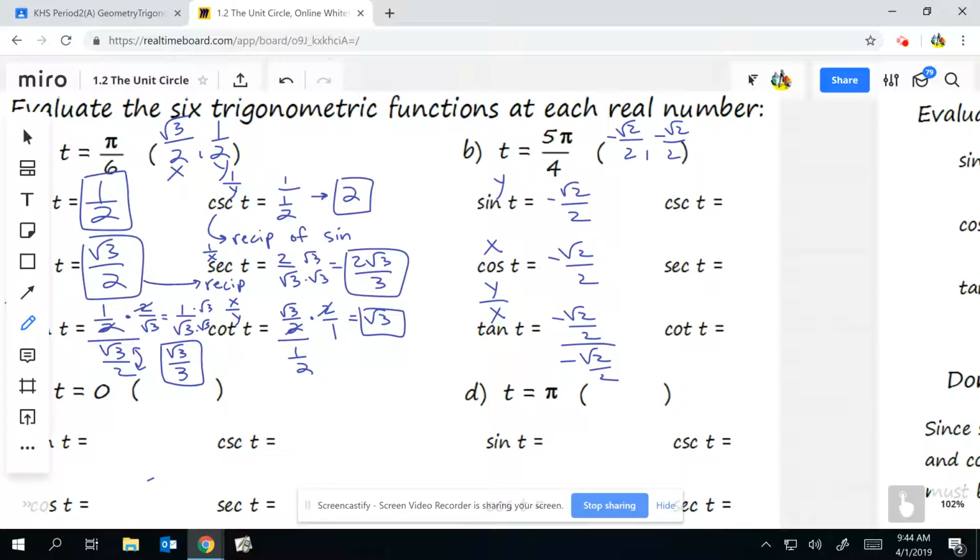But what do you get when you have two things on top and bottom? They're exactly the same. You cancel out, you just get a 1. Doesn't matter if they're both negative. Negative divided by negative is a positive. That's going to be a 1.